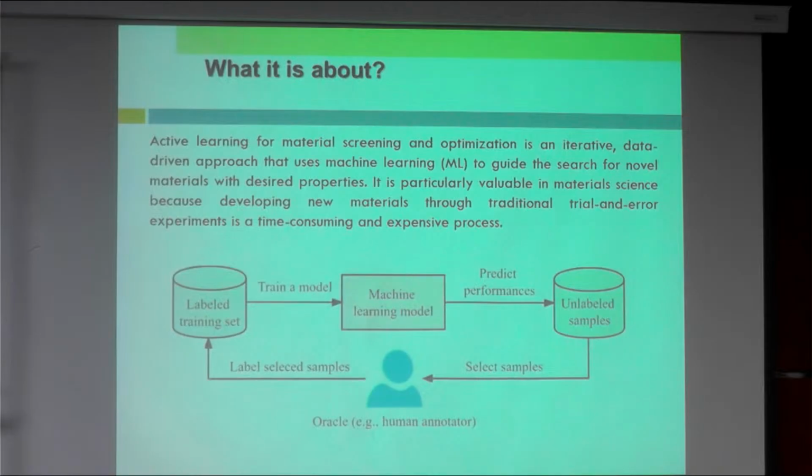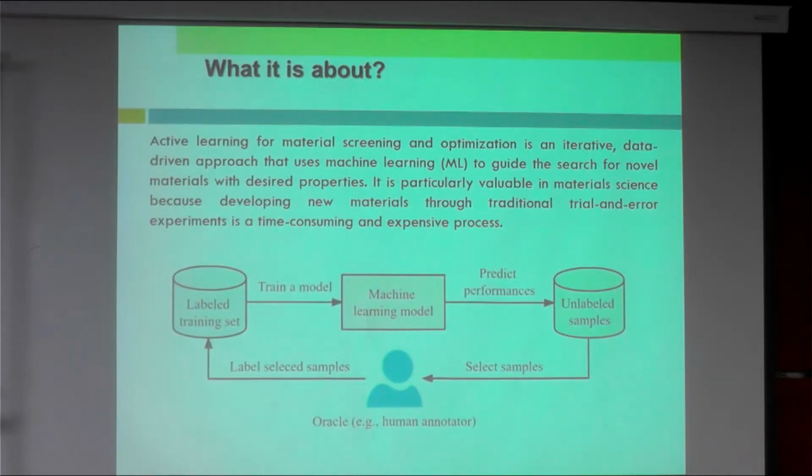Basically, active learning is a subset of machine learning. We know that in machine learning, we have to have a lot of data in order to make it work. But in active learning, we might not need as much data as in the normal machine learning process. It is a part, a subset, of machine learning.